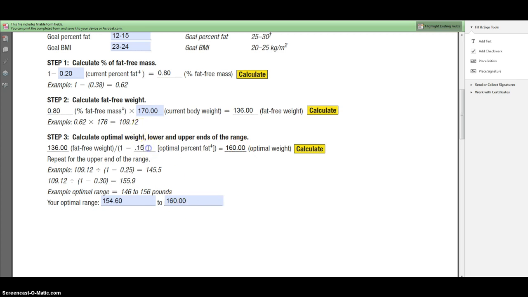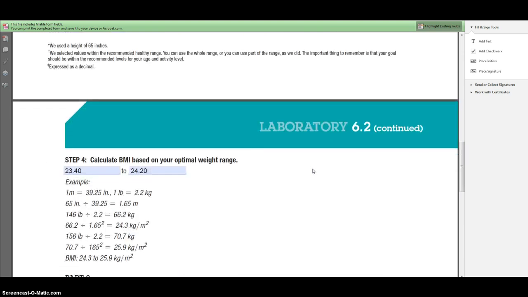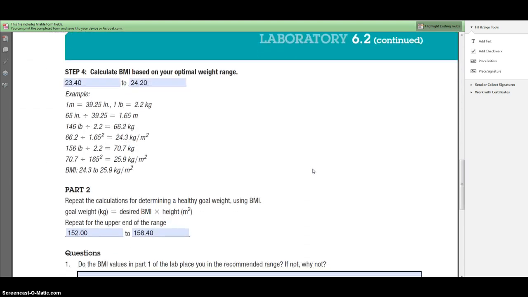I also know that I set my range at 12 to 15%. So if I put 12 in here and I calculate it, you notice that I end up with 154.55 pounds, or I'll go ahead and round that to 156 pounds. So that takes care of step 3. So let's go up to step 4. Let's calculate my BMI based on my optimal weight range.